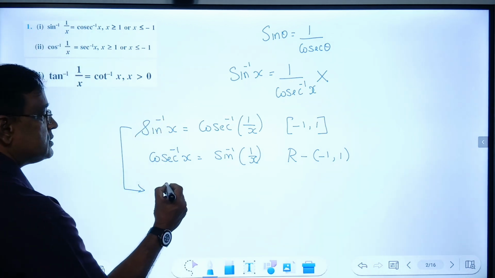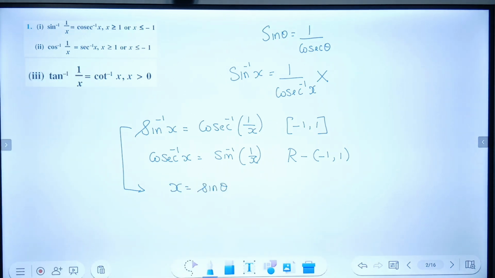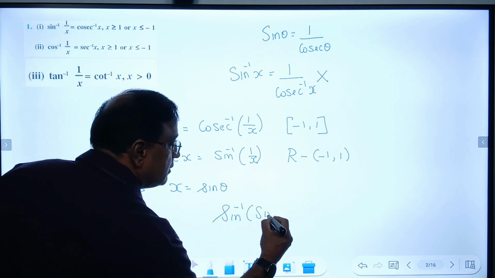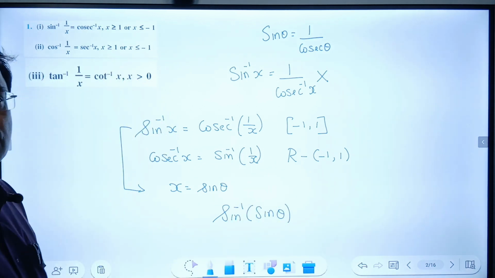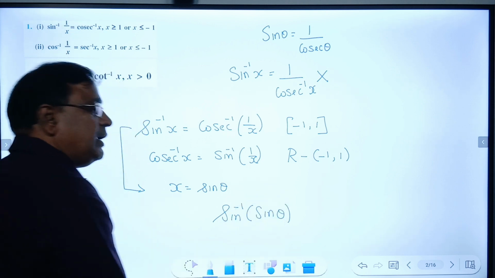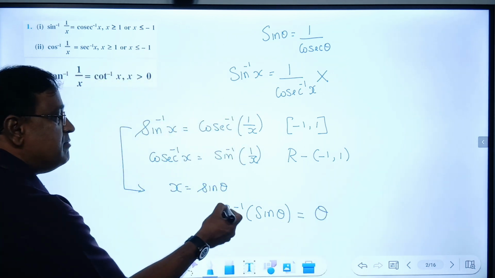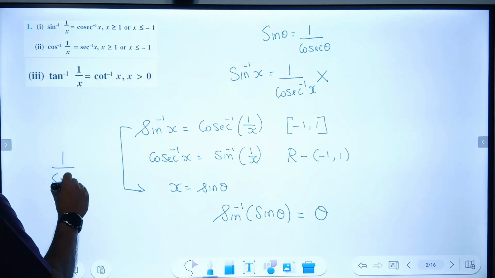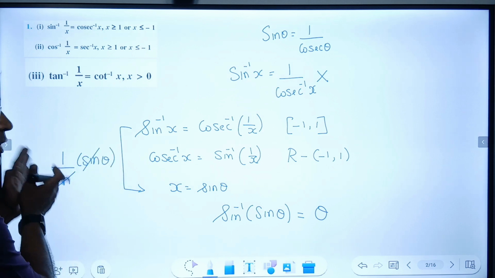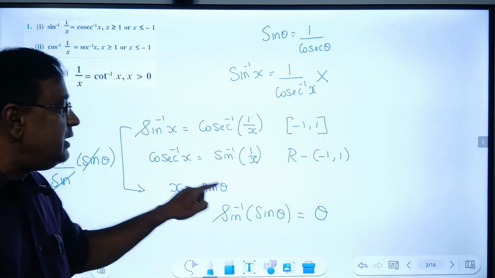Now here you just have to put x is equal to sine theta. When you put x as sine theta, you have sine inverse of sine theta. It is something like a composition of functions where sine inverse and sine get cancelled. You get theta. You can imagine that sine inverse is like 1 by sine into sine theta. This is a wrong way of understanding, you cannot understand it like this, but to remember the formula, it is something similar to this. Sine inverse of sine theta is theta.